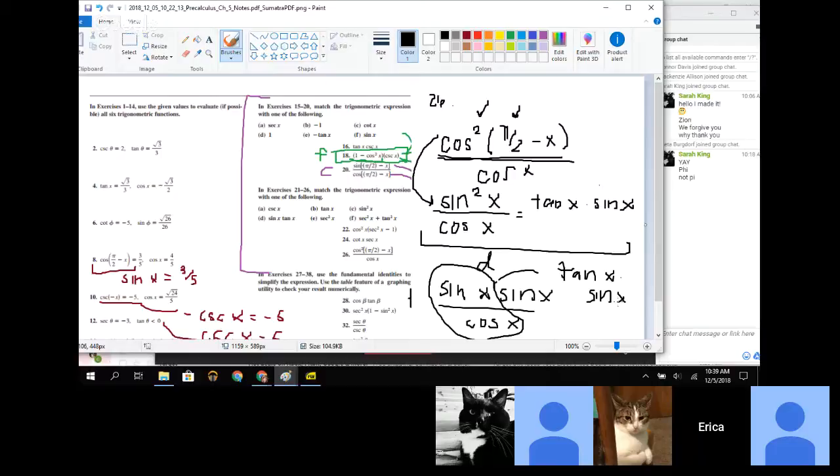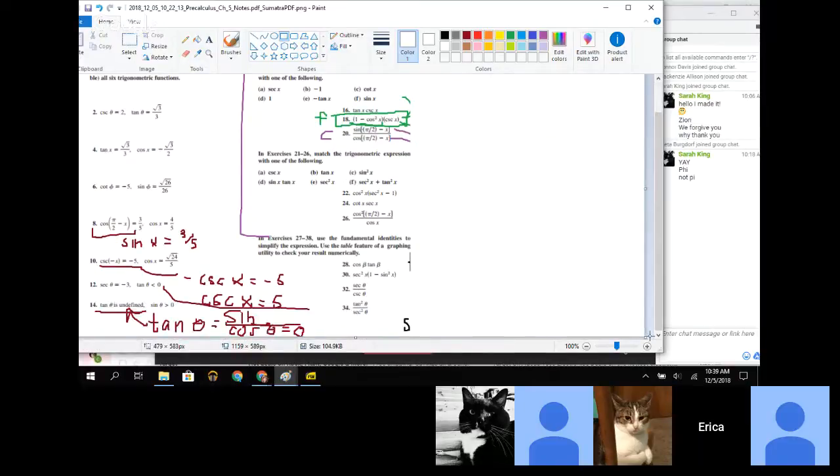Okay? So we're just basically going to keep chugging through this. The whole thing is kind of like this. They just get a little more complicated for each one. Okay, so in the next little section, 27 through 38, it says use the fundamental identities to simplify the expression. And you guys can send me a message if you're not getting it, because I want to make sure everybody's getting it. But I'm going to just keep going unless I hear otherwise, all right?